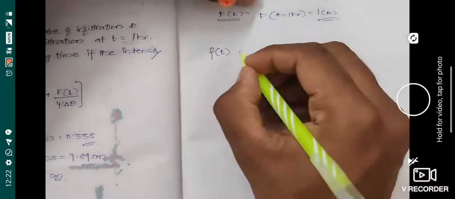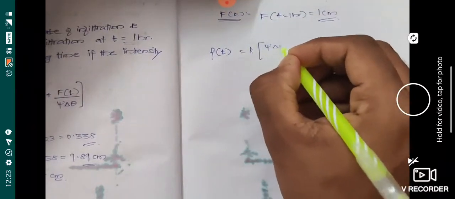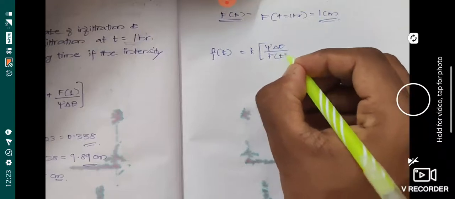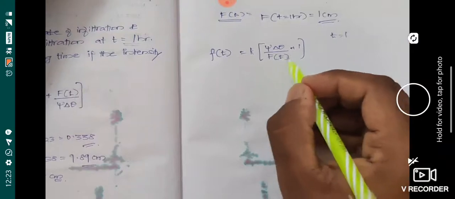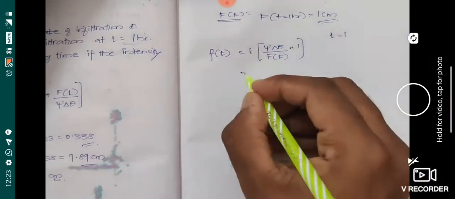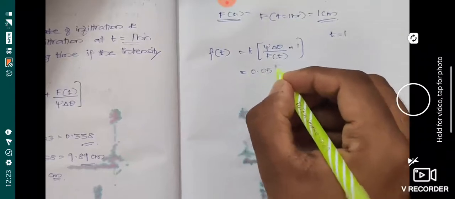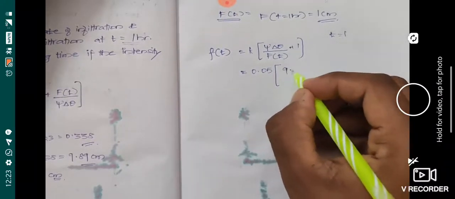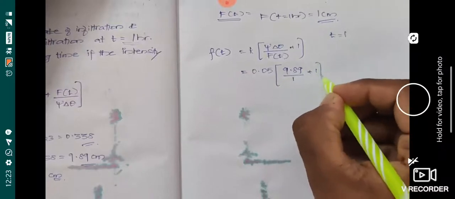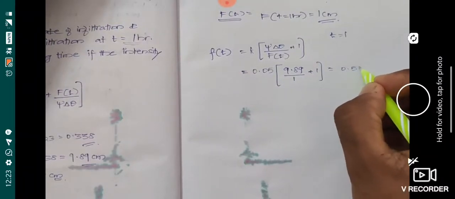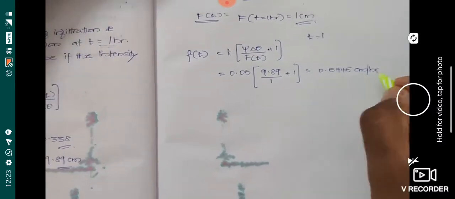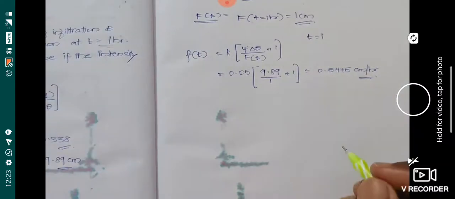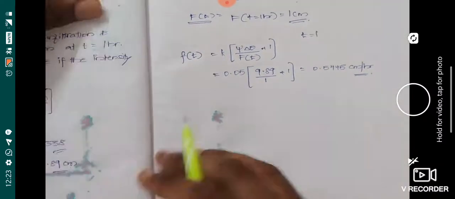So your f of t is equal to k into psi delta theta divided by F of t plus 1. They have asked to find it at t equal to 1. T is equal to 1, F of t is F of 1, which is equal to 1 centimeter, which we have already found. K is 0.05, and psi delta theta is equal to 9.89, divided by 1 plus 1. So when you solve it, you will be getting it as 0.5445 centimeter per hour. You check the values, check the numbers, whether you are getting it correct or not. Sometimes I can make some mistakes, so if it is wrong, please let me know.